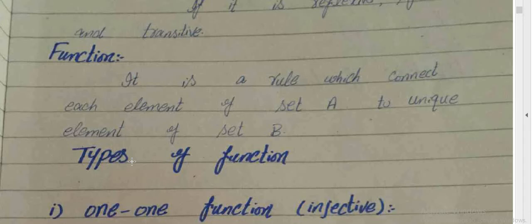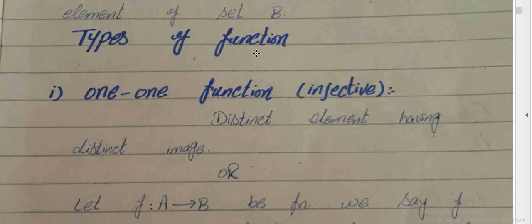What are the two properties? Each point of set A should be connected to some point of B, and the connection should be unique between the two sets. Then we say that this connection is called a function. Okay, next we have types of functions.